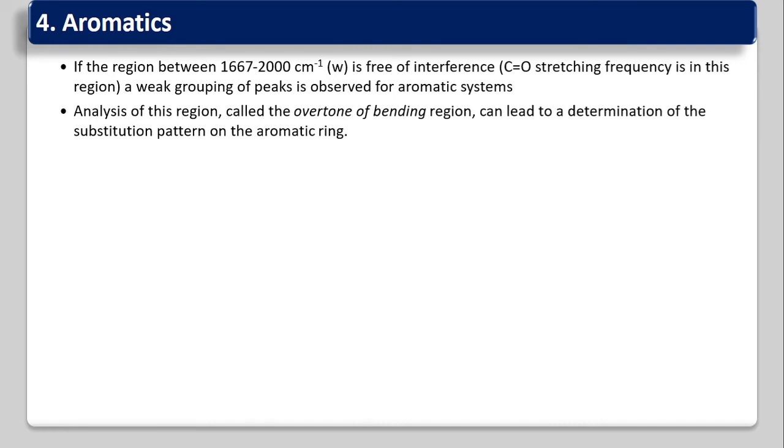Analysis of this region, called the overtone of the bending region, can lead to determination of the substitution pattern of the aromatic ring. So according to this pattern we can understand what type of substitution is there on the benzene ring. There you will see a number of peaks between 1667 and 2000 cm⁻¹, and from that pattern we can identify the pattern of substitution of the aromatic ring.